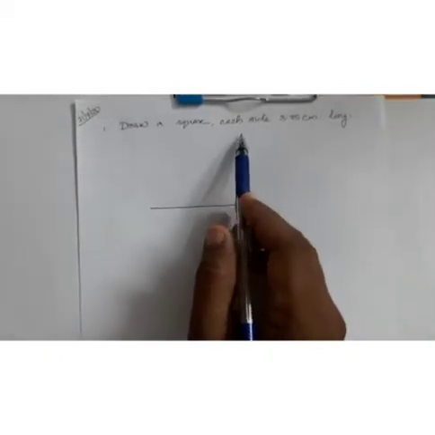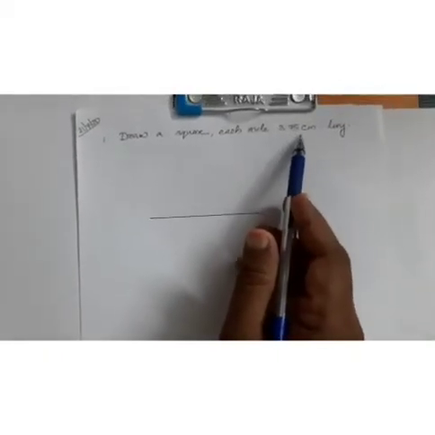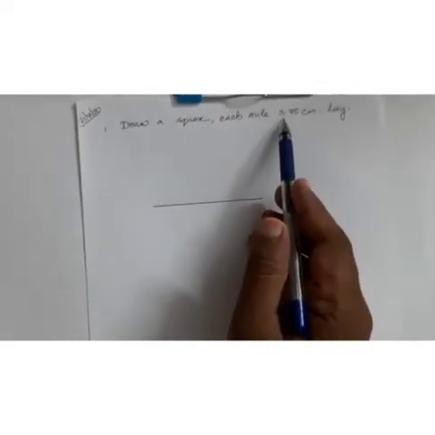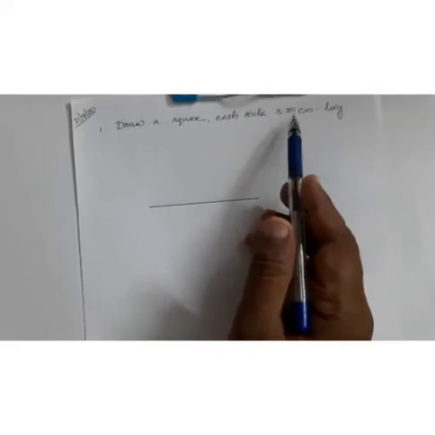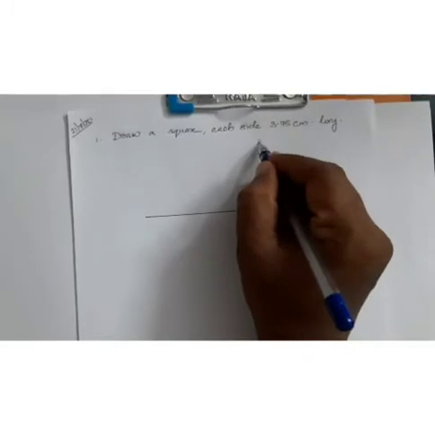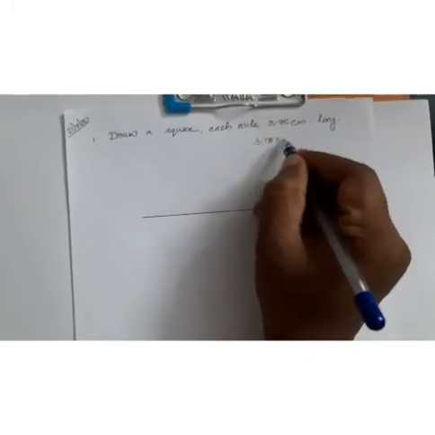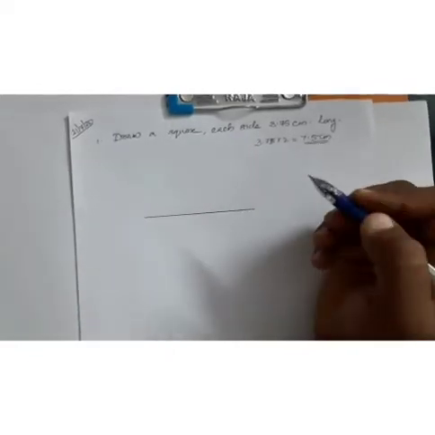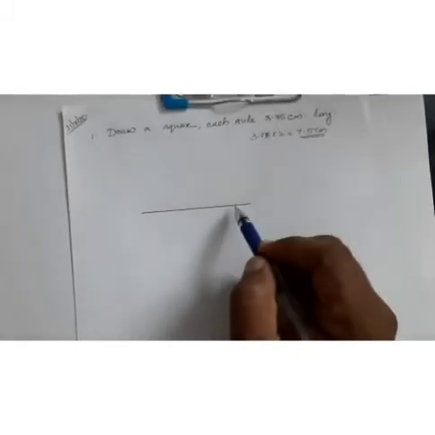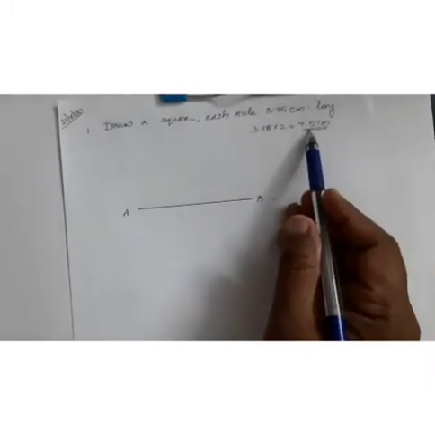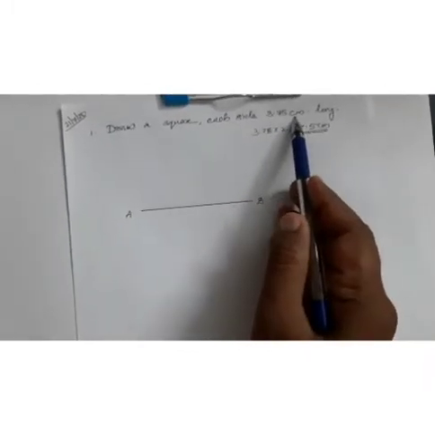Draw a square, each side 3.75 centimeter long. You have to draw a square with the side 3.75. So how will you find this out? First you have to find 3.75 into 2. So you will get 7.5 centimeter. So you have to draw a 7.5 centimeter long line AB. Take the double of this length.